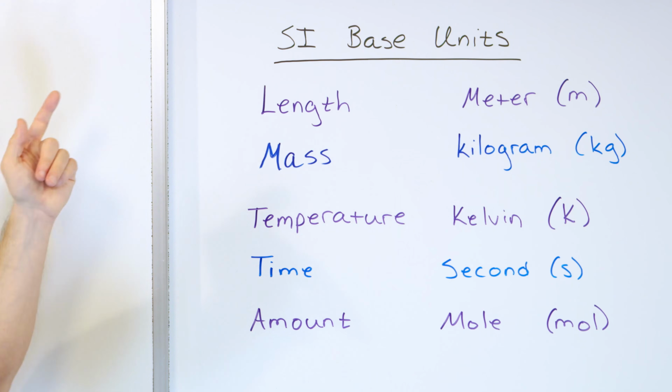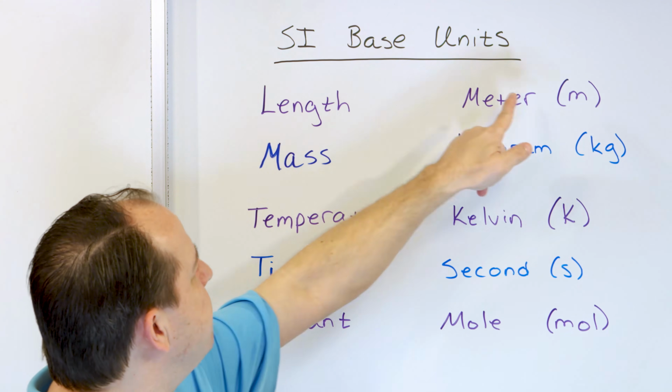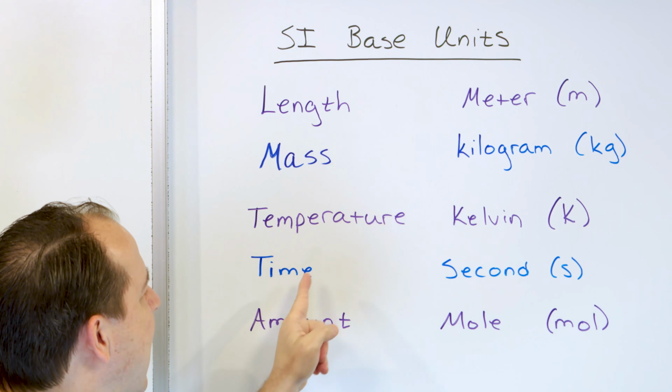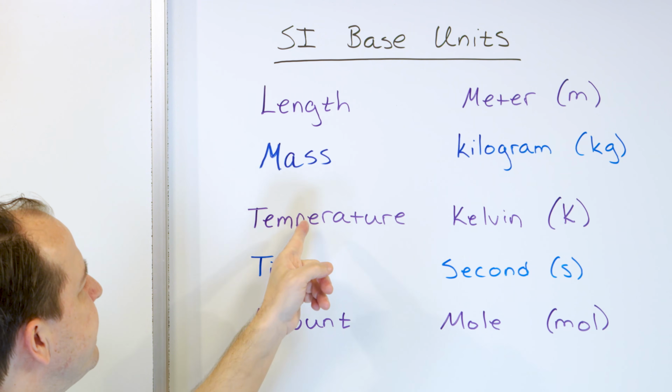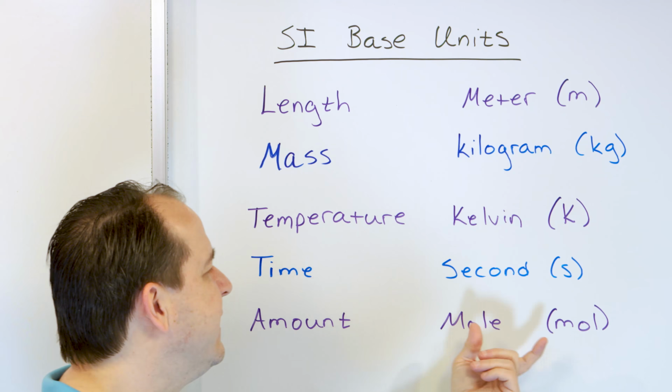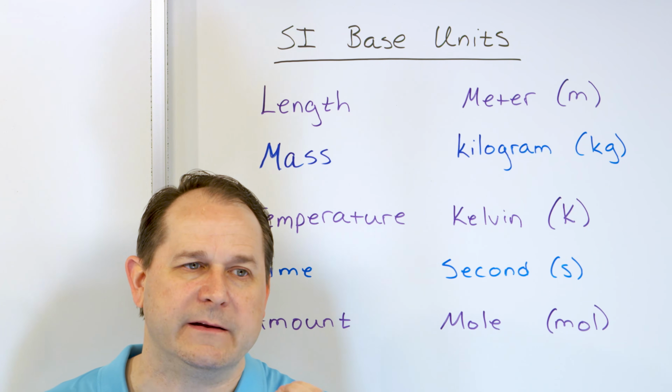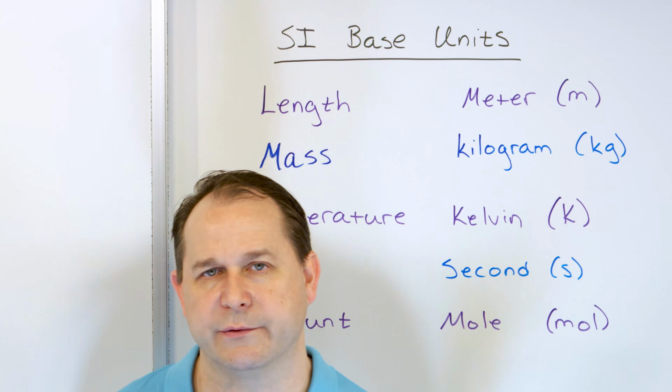Now these are called the base units. So length is meters and mass is kilograms. Time is in seconds. Those are extremely common. We use them in chemistry and physics. Temperature is in Kelvin. Amount is the mole of the substance, counting the number of atoms, basically, or molecules.